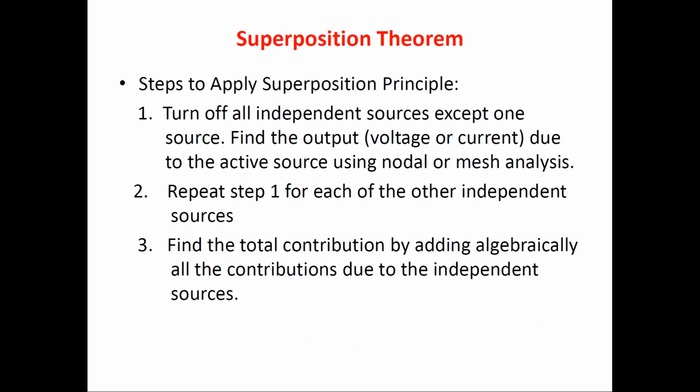Steps to apply the superposition principle. The first step is to turn off all independent sources except one source only, and then find the output voltage or current that you are required to find due to that source using nodal or mesh analysis. You need to repeat the first step for each other independent source. After you complete all the sources, the output voltage and current that you need to find is the summation of all the contributions due to the independent sources.